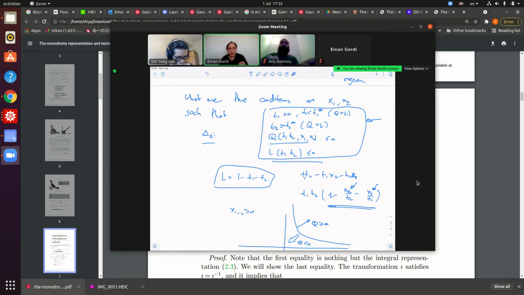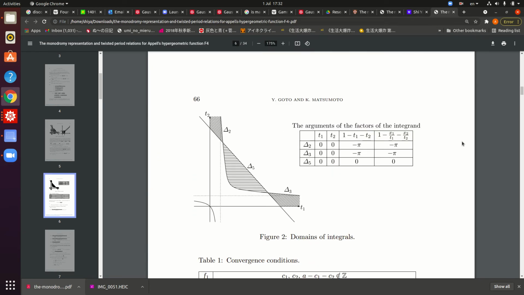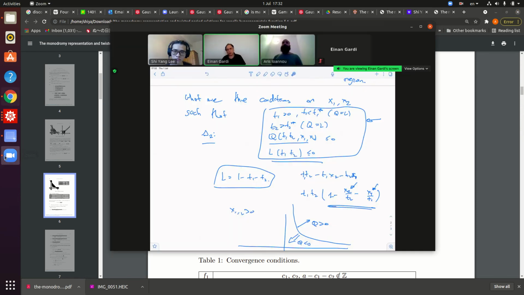Okay, I start to understand. I mean, the picture that we see in this figure is only true for certain x1 and x2. It's like the 2F1, right? The 2F1 is true for small x. Exactly. The picture is only true, I mean, this is really the integration region, how it would look if x1 and x2 are both smaller than 1.